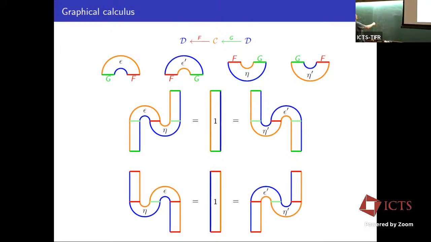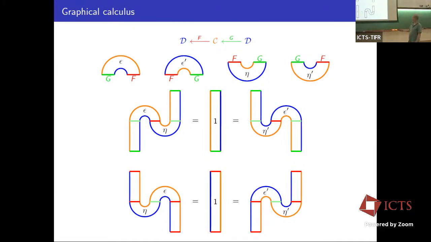So here, what have we got? Here you've got, this is eta F, and then this is F epsilon. And the composite here is supposed to be the identity. And then there's another triangular diagram for this adjunction, and then there's two other triangular diagrams for the other adjunction, because F and G are supposed to be adjoint the other way around as well. And we don't want to draw pictures of those, okay?